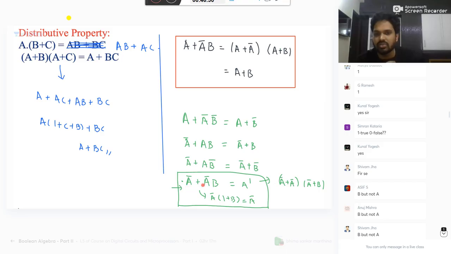If you want, you can use it as x plus y z, x plus y into x plus z. This thing will not happen. That's what I am saying. Okay, fine. This reduction or absorption is possible only when you have a and a bar. I'm highlighting this part. Okay, so let's move further.